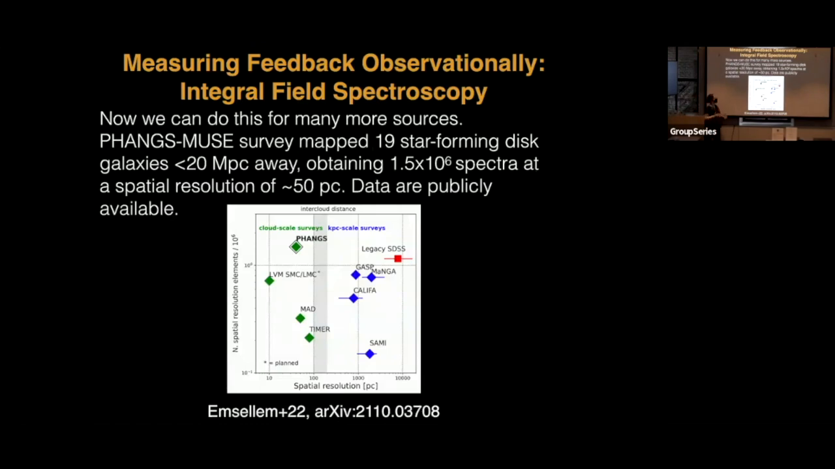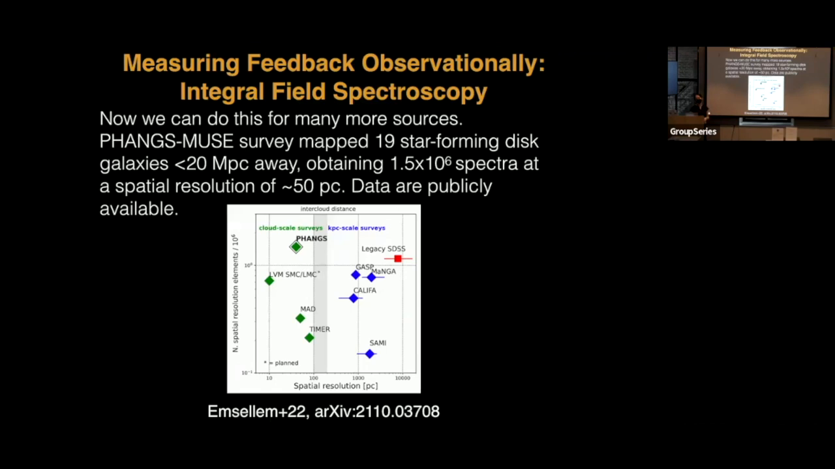Okay, so we are now in an era where we can do this from many different sources. On top of doing surveys with ALMA and JWST, PHANGS has also done a PHANGS-MUSE survey, mapping the same 19 star-forming disk galaxies, and they've obtained 1.5 million spectra across these galaxies at a spatial resolution of 50 parsecs. This shows how this data compares to other IFU surveys: the number of spatial resolution elements as a function of spatial resolution, where the green points represent surveys with scales below GMC scales, and the other points on the right are at kiloparsec scales. So the PHANGS-MUSE data has a lot of data at very good resolution.